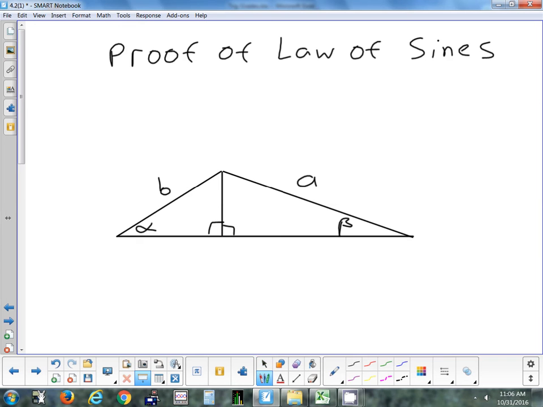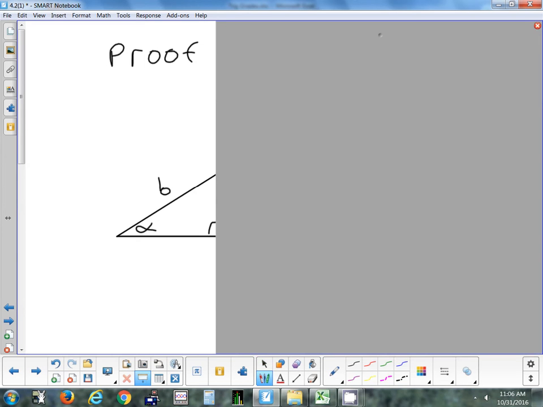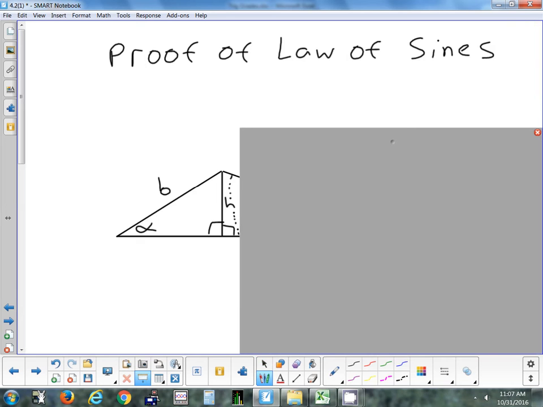Okay, and the height of each triangle is right there. Just call that the height. What I'm going to do is focus on the left triangle first, and then the right triangle second. So I'm going to cover up the right-hand side. Let's just focus on what's on the left. What I want to do is come up with a relationship between alpha, h, and b. And it's a right triangle.